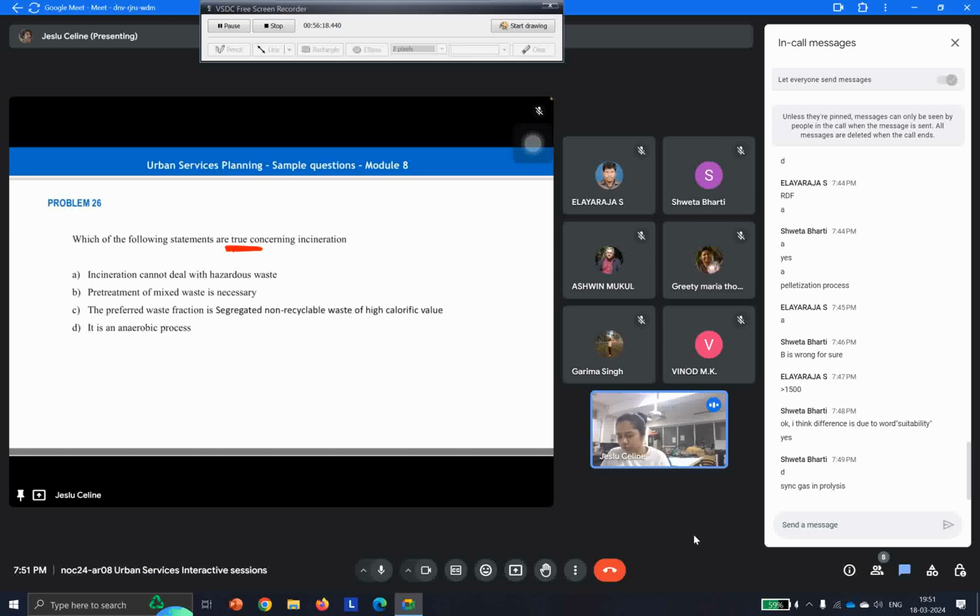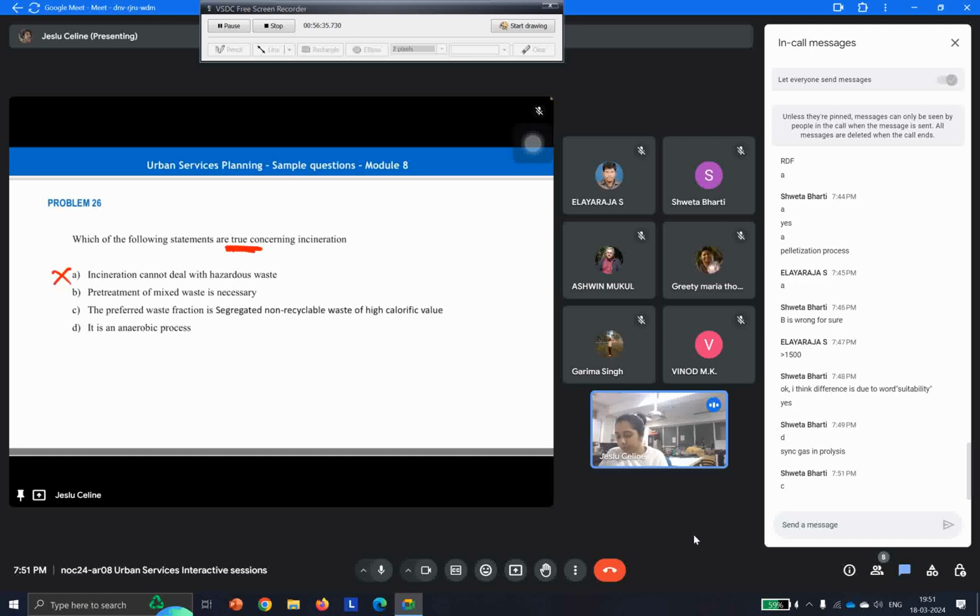First one, option A, incineration cannot deal with hazardous waste. Can it deal with hazardous waste? It can. We have learned that hazardous waste can also be incinerated. So this is not a correct statement. B, pre-treatment of mixed waste is necessary. Yes, that is a correct statement. We need to do some pre-treatment if it is a mixed waste. And C, the preferred waste fraction is segregated non-recyclable waste of high calorific value. Yes, that also we discussed. And D, it is an anaerobic process. It is an aerobic process. So B and C are the correct answers over here.